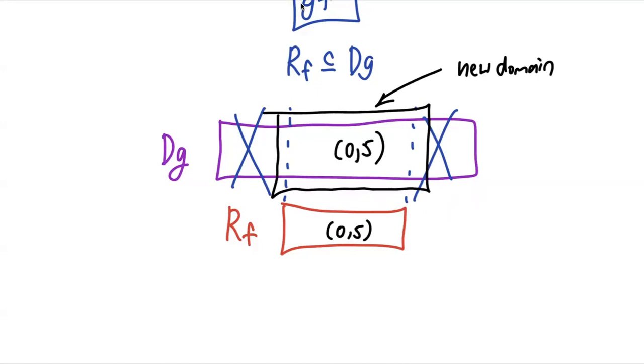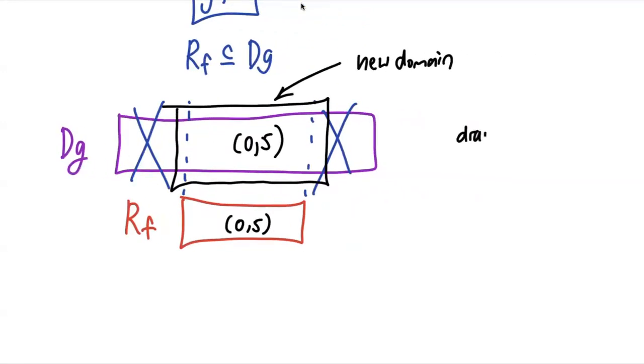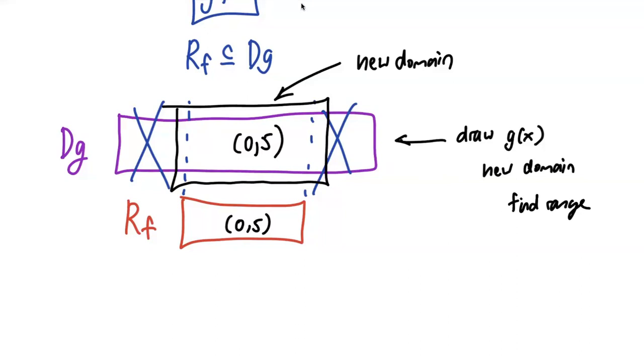Okay? The next step is this. You draw the G graph. So you draw this graph within this new domain and then find the range. And we're done. That's how you do the whole question. If you prefer mapping, you can go ahead and do that. It's the same thing. It's just that this is a more visual way to imagine the whole process. So if you're a visual person, this is a lot easier in my opinion.